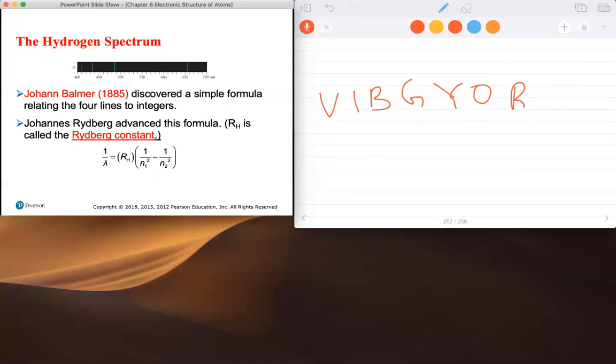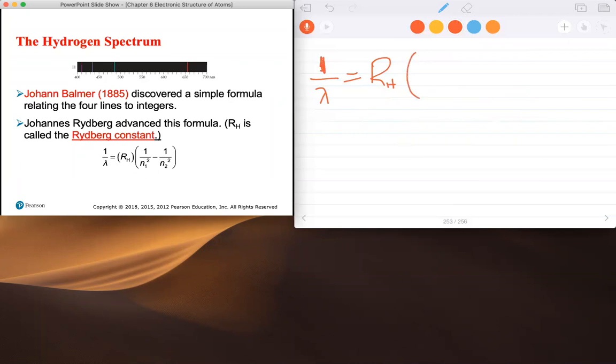From this equation, 1 over wavelength is equal to R, the Rydberg constant, times 1 over n1 squared minus 1 over n2 squared. Remember, this equation is to calculate the wavelength right here. How do we calculate to end up with 650?